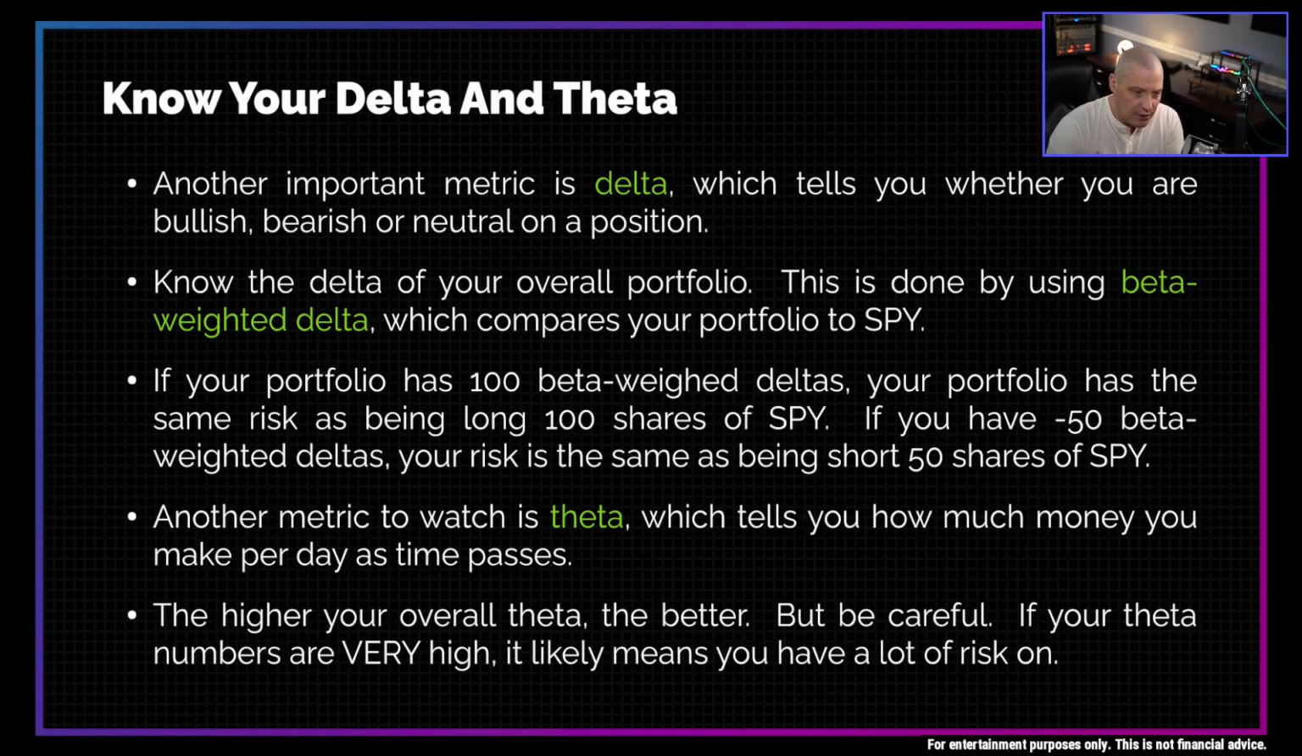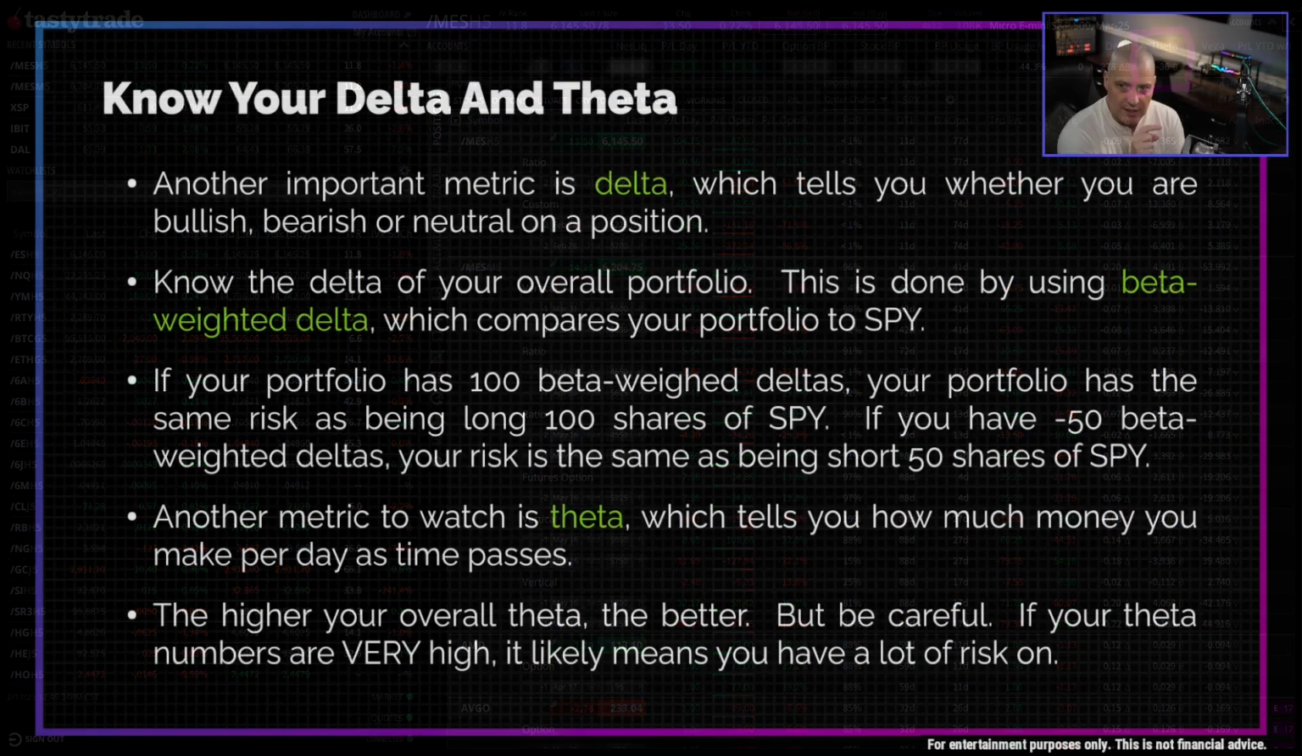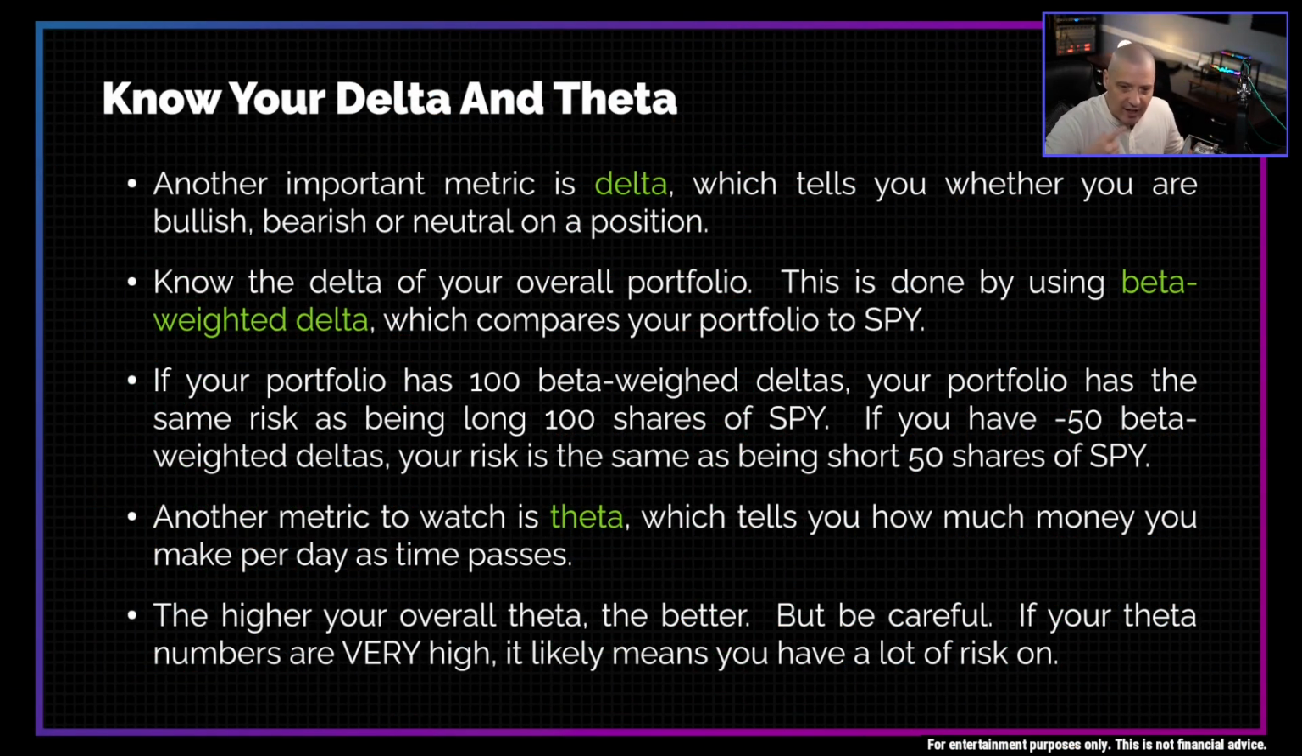Another metric to watch is theta, which tells you how much money you make as each and every day passes. So again, in the TASTYTRADE platform, go to the header. It will give you your overall beta weighted delta number, and it will also give you your overall theta number. That theta number tells you how much money you make each and every day as time passes. That is what theta is. If you primarily sell options rather than buy options, you'll have a positive theta number. If you primarily buy options rather than sell options, you're going to have a negative theta number because you're punished by the passage of time if you're long options.